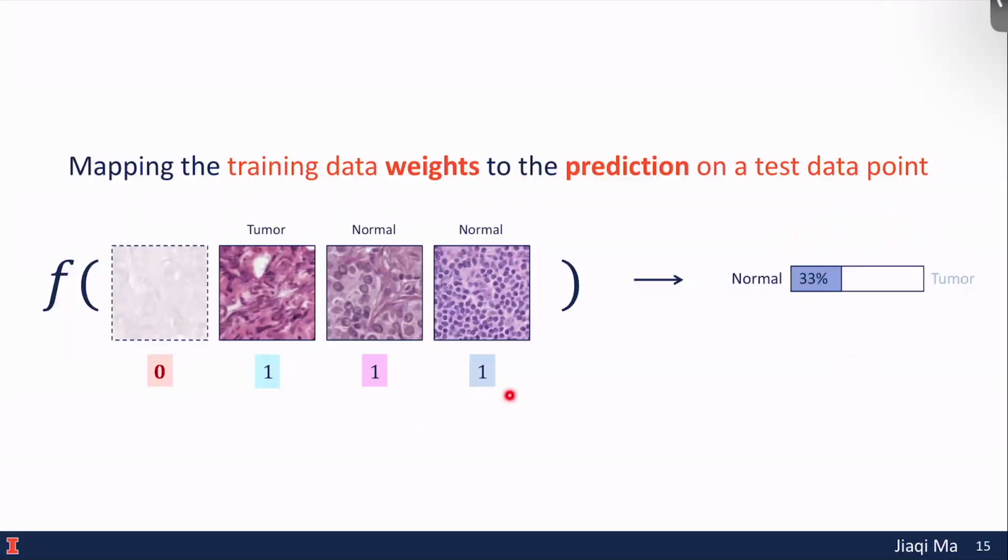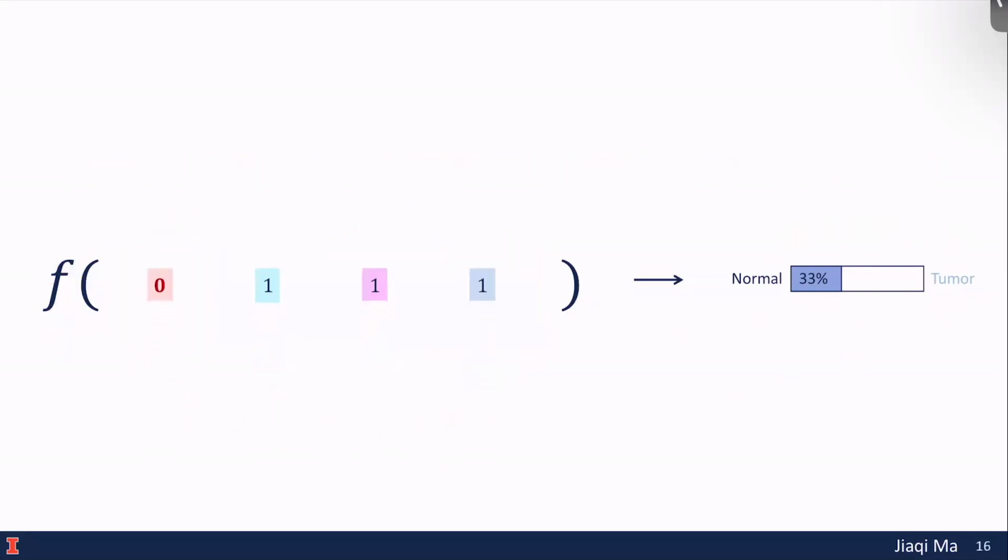So there's a kind of complicated mapping from these training data weights to this prediction. This mapping encapsulates the complicated model retraining process. So this is really a complicated function. But let's focus on this function from the weights to the prediction.